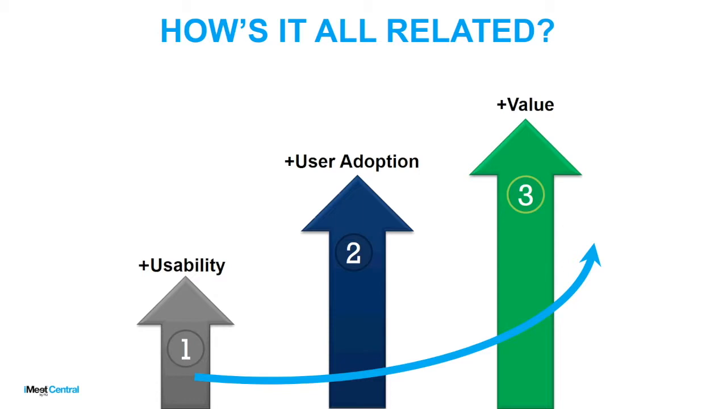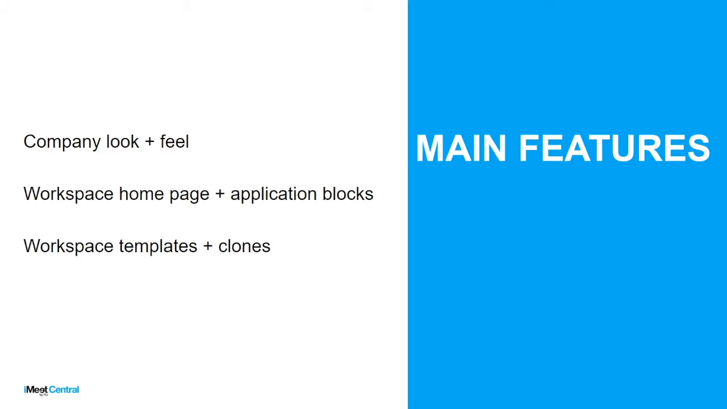In iMeet Central, there are only a few places where we can make smart design decisions. The first is in company look and feel. As a company administrator, we can make a couple small changes that make the system look a little bit nicer. We can modify our Workspace home pages by using what are known as application blocks. Workspace administrators can make these changes, but we can template these home page designs and clone workspaces when we want to create consistency across the system. These three areas are where we can spend our time rethinking design.